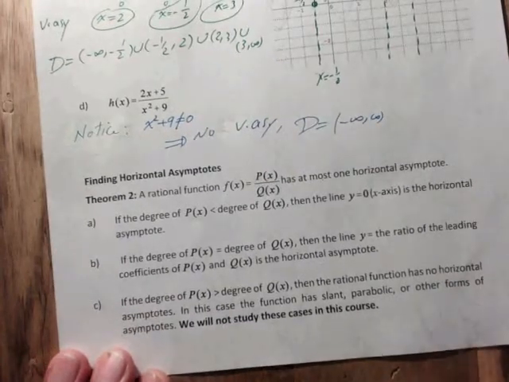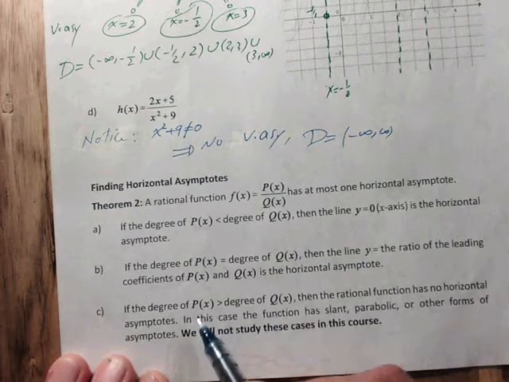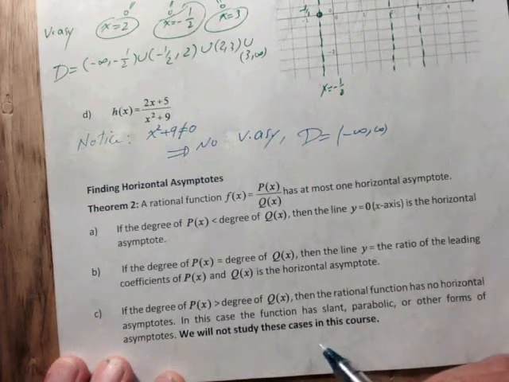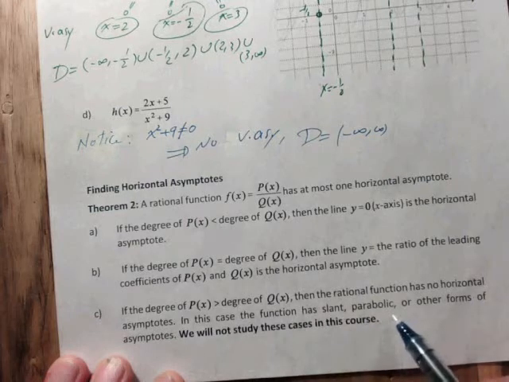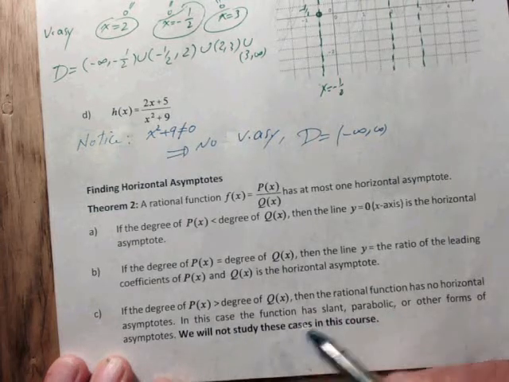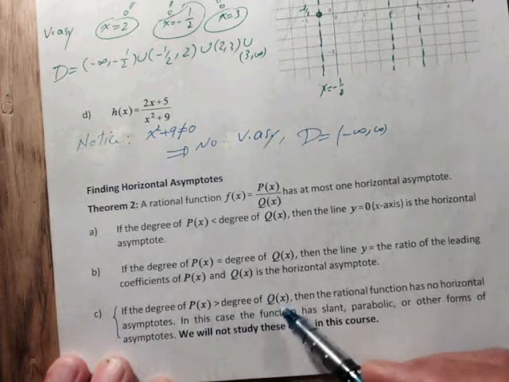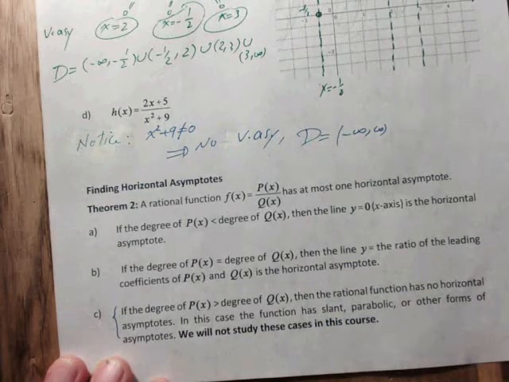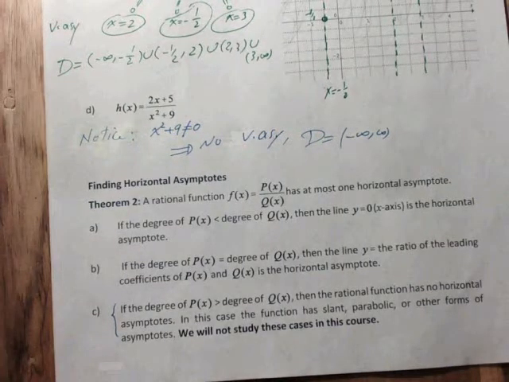Let's see. We're going to go to examples and see what happens. If the degree of P is bigger than degree of Q, then you don't have a horizontal asymptote. You have so-called slant asymptotes, and we are not going to do that. Okay, so we are not going to consider this situation. If the degree of P is bigger than that, we simply say no horizontal asymptote. Okay, let's look at some examples.